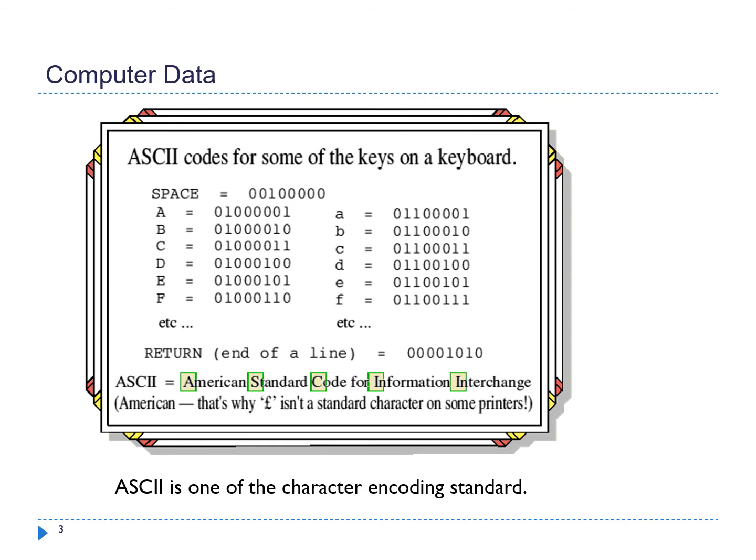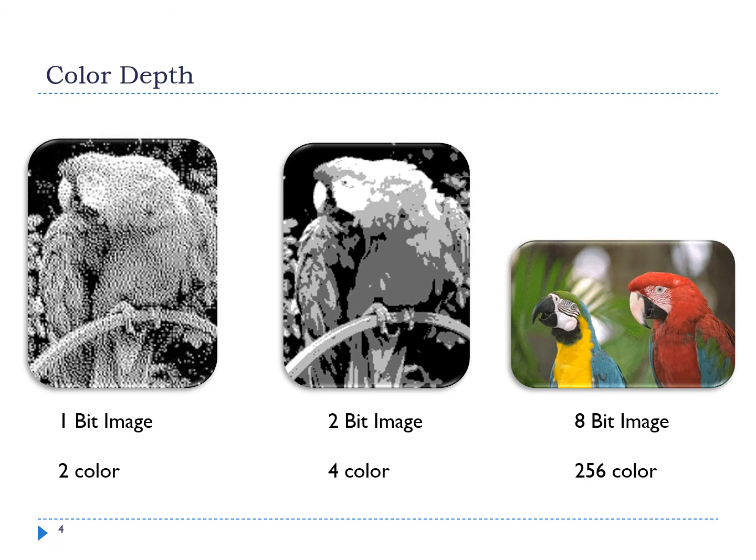We can use 8 bits of data to store characters. ASCII is one of the character encoding standards. We can also use bits to represent color.